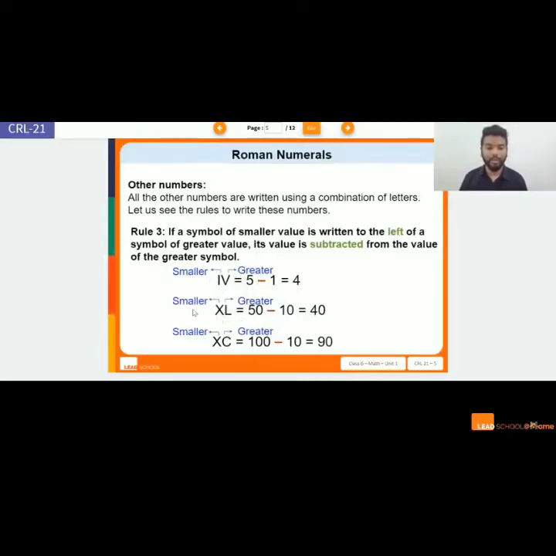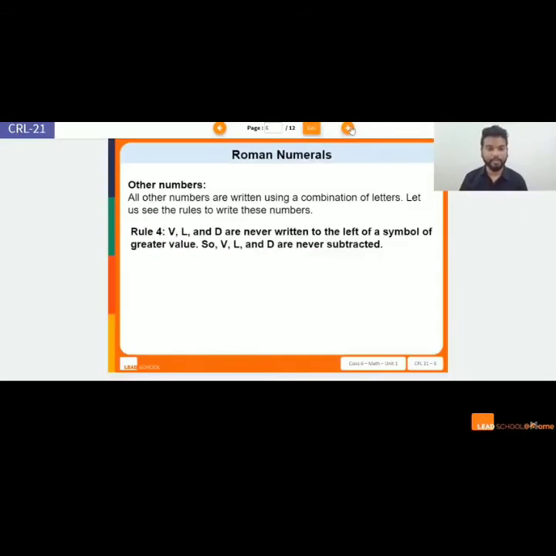Now, X and L. Yeah, my smaller number is on my left hand side, so I'll subtract it from my greater number. That is 50 minus 10, 40. My X is 10, C is 100. It's on the left hand side of my greater value symbol. So 100 minus 10, 90. Okay, great.